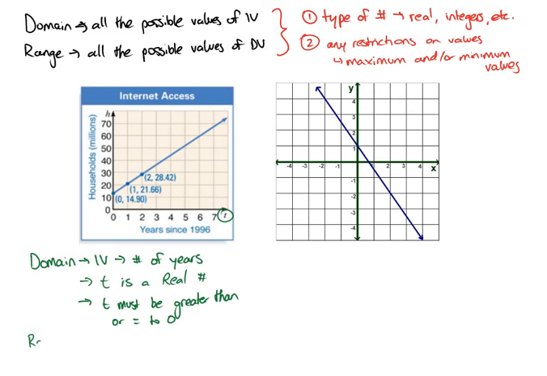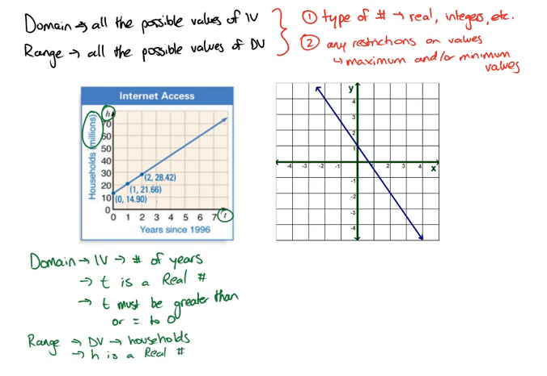For the range, in this particular graph, range is your dependent variable, which in this case is number of households. Here, the units are important to keep in mind. This is measured in millions of households, and our variable here is h. As you can see from the points on the graph, you can still have decimals. For example, 21.66 would be 21,660,000. So again, h is a real number, so you can have decimals in there as well.